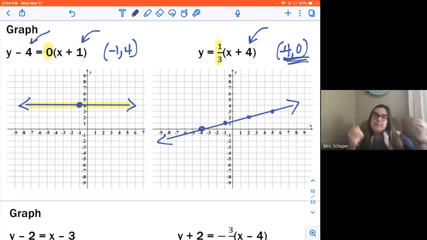All right. So we're using the point as our starting point. We're using the slope as a way to move, much like we did with slope intercept form, where you began at your y-intercept and you used your slope to move from there. Let's go to the next one.